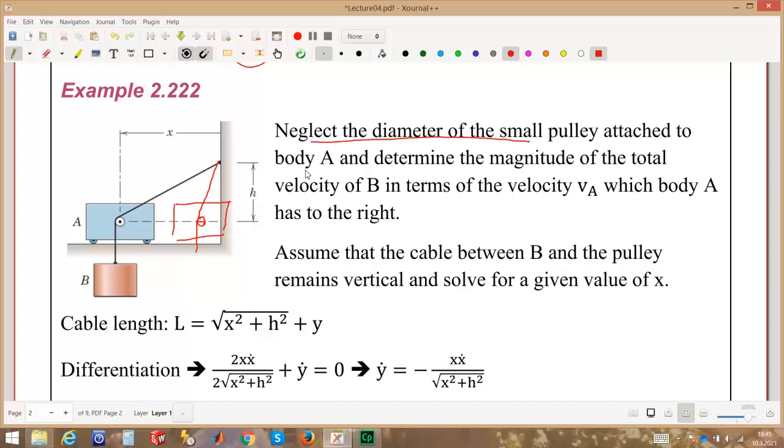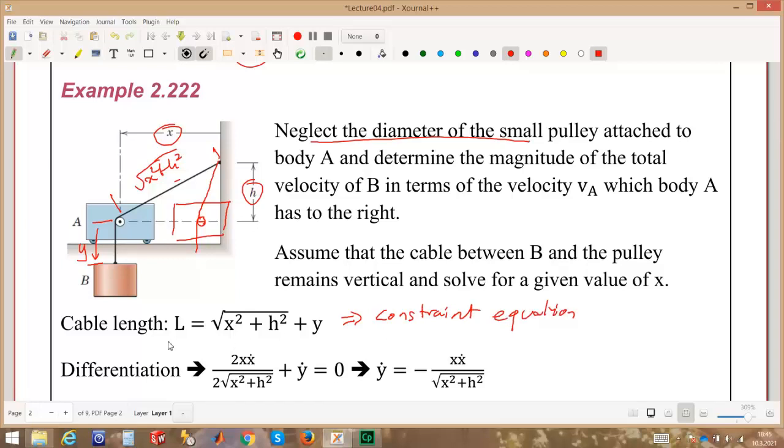So L, the total length, is composed of, if we call this y distance, and then a function of x and h. This is x and this is h, and from the square root of x squared plus h squared we find this distance. Plus y is the total length L, and this is our constraint equation.